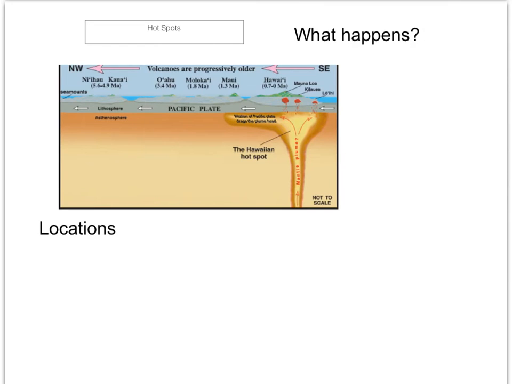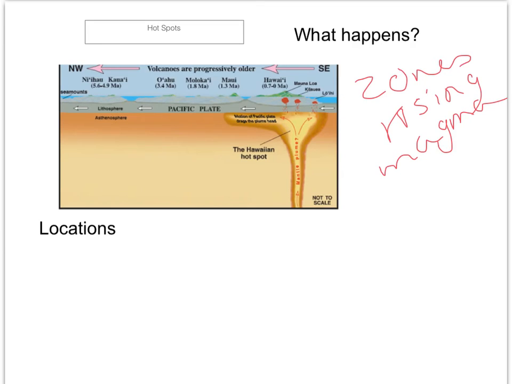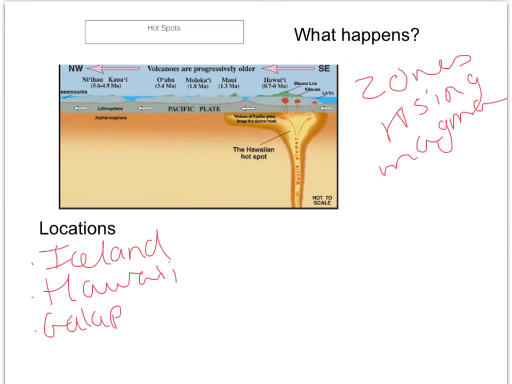Hotspots. These are zones of rising magma. Hotspots can be found in Iceland, Hawaii, and the Galapagos. Hotspots are large batches of magma that rise, as you can see here, toward a moving plate. So in this case, we're looking at the Pacific plate.